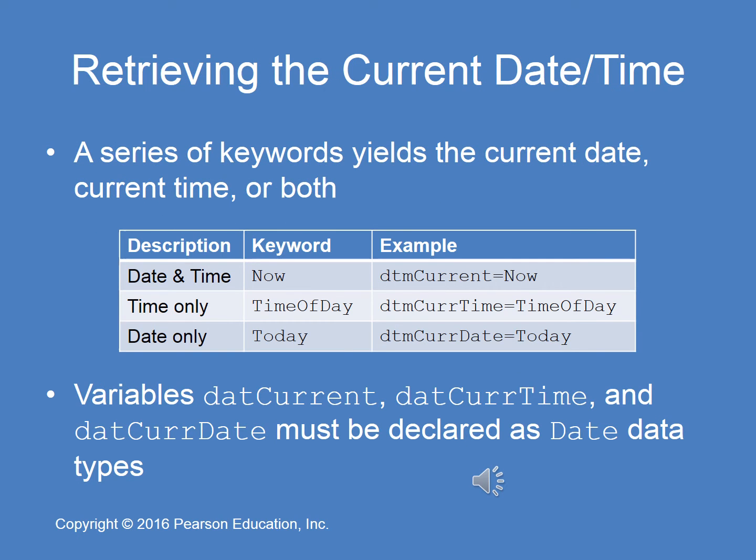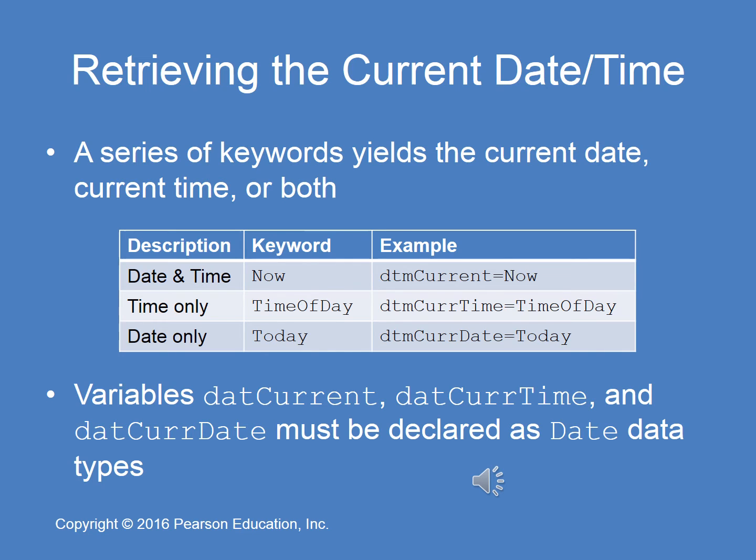Often, when programming, you want to insert the date, the time, or the date and time. So Visual Basic has 3 keywords that generate the current date, the current time, or both the current date and time. Those keywords are Now, which generates the date and the time of day, TimeOfDay, which generates only the time, and Today, which generates today's date, or the date in which it is generated.